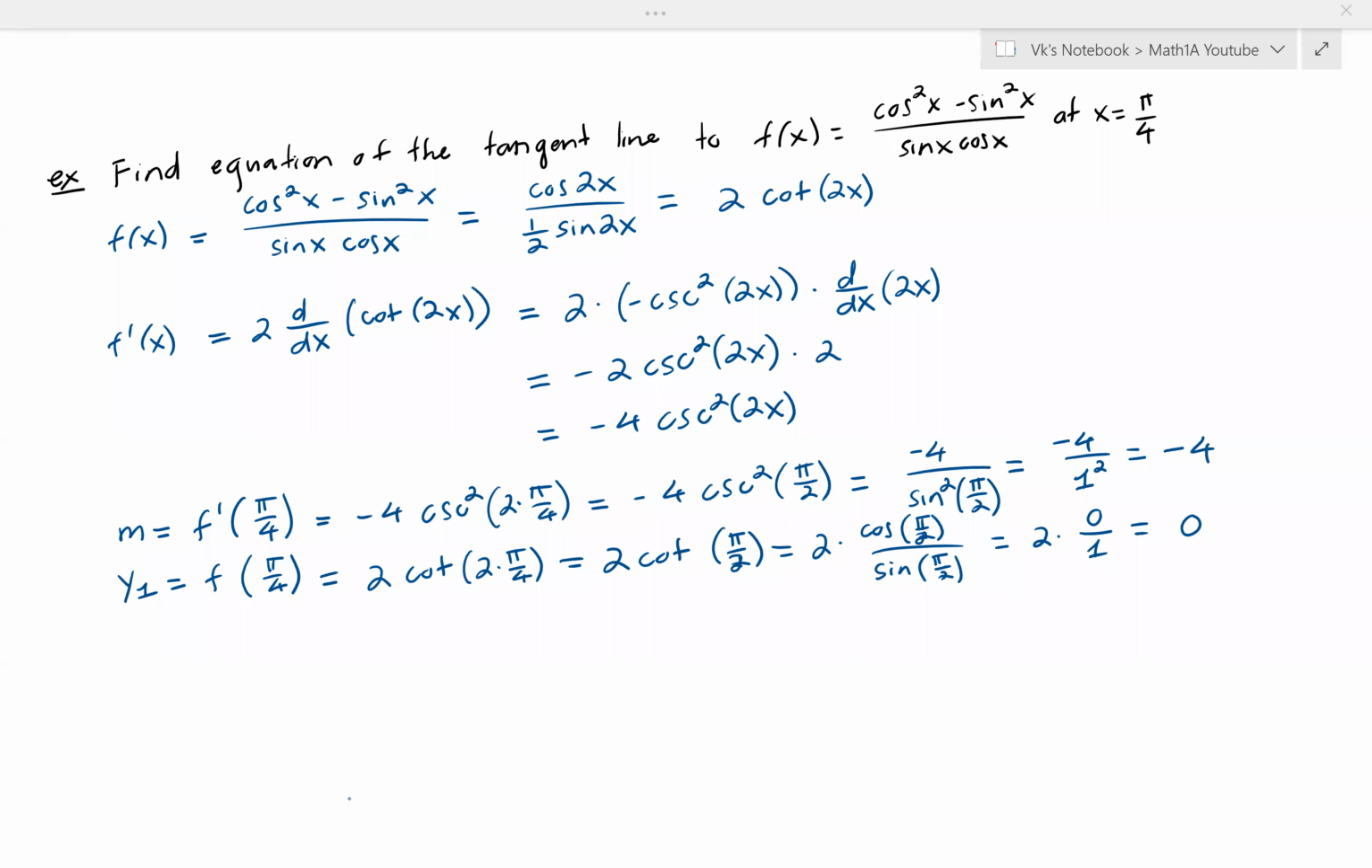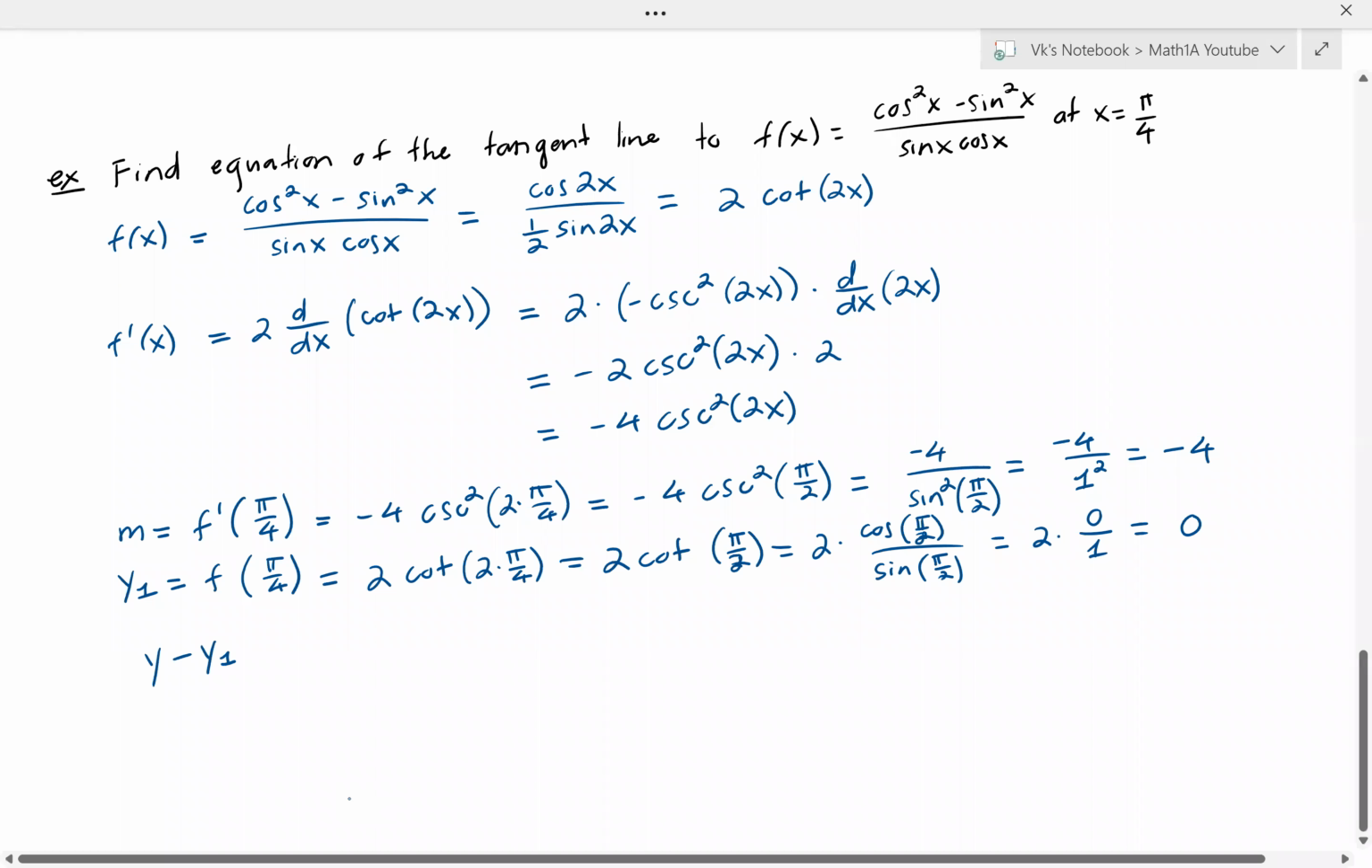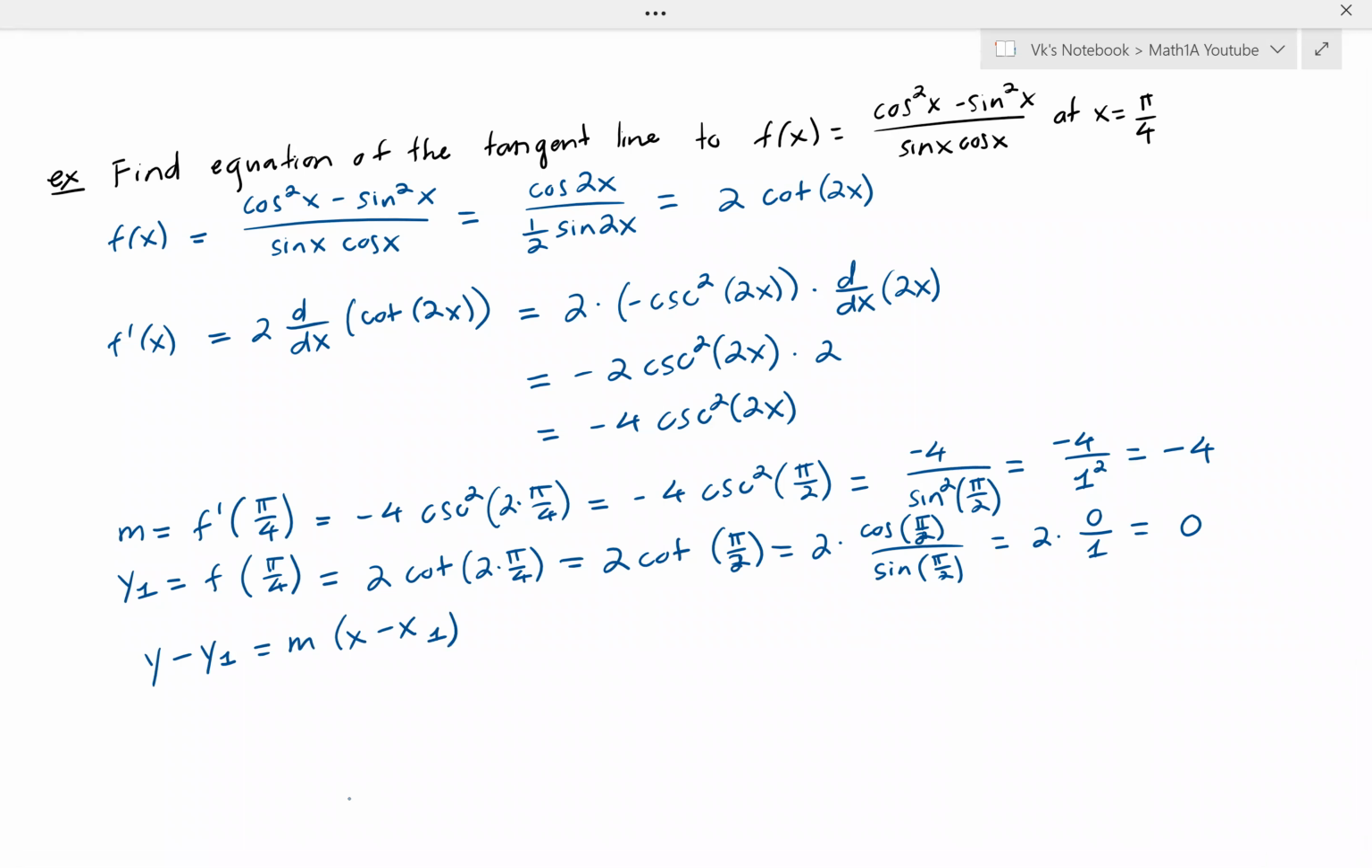Now the equation of the tangent line. y minus y1 is m times (x minus x1). y minus 0 equal to negative 4 times (x minus pi over 4). And so y is equal to negative 4x plus pi.